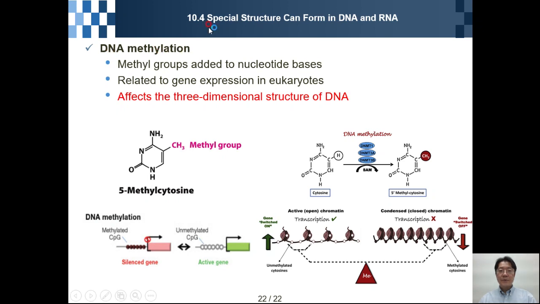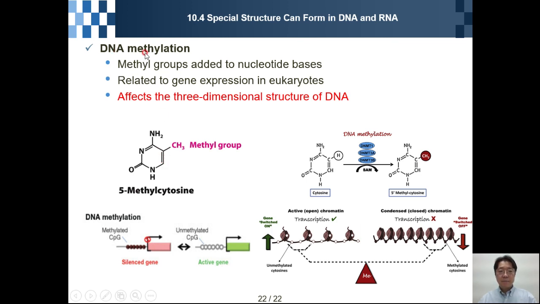DNA methylation is also a special structure which can be seen in DNA. What is DNA methylation? DNA methylation means that a methyl group is added to nucleotide bases. In this case, this is cytosine. A methyl group is added to the cytosine, after that it becomes 5-methylcytosine. Usually in eukaryotes, a methyl group is only added to cytosine, but in some bacteria, a methyl group can also be added to adenine. In eukaryotes, in all cases, the methyl group is only added to cytosine.